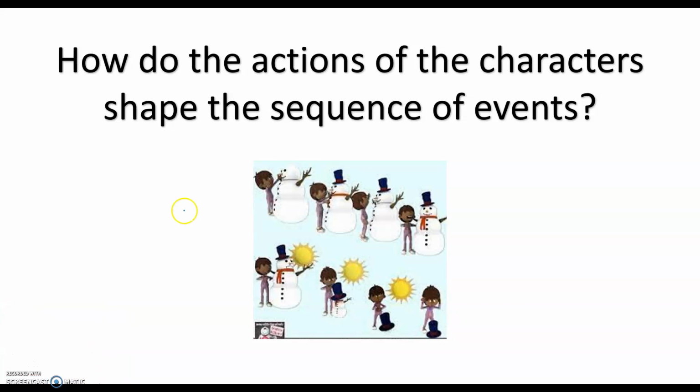Your lesson essential question is, how do the actions of the characters shape the sequence of events? You've learned how to identify the sequence of events in a story. Now we're going to be talking about the main character and how the character's actions are creating the sequence of events.